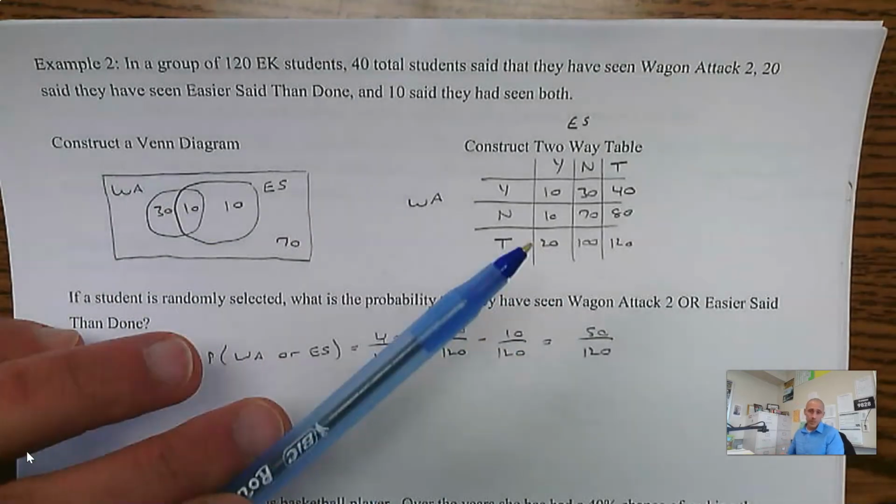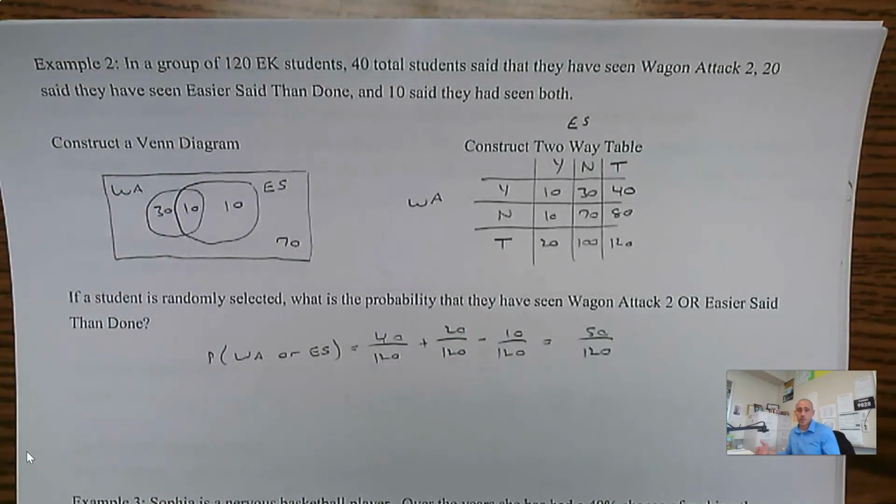That's why I prefer the two-way table. You're more used to seeing them in Algebra 2. So that's the two-way table.